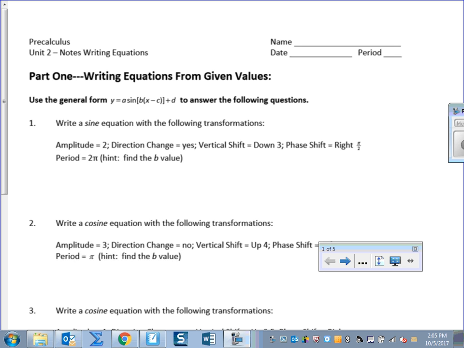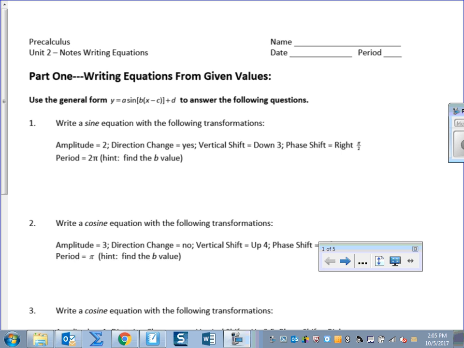So what does your A stand for? What does your A stand for? I know, I always forget. A stands for amplitude. The B is your period, but remember you have to use the formula. The formula to get the period.